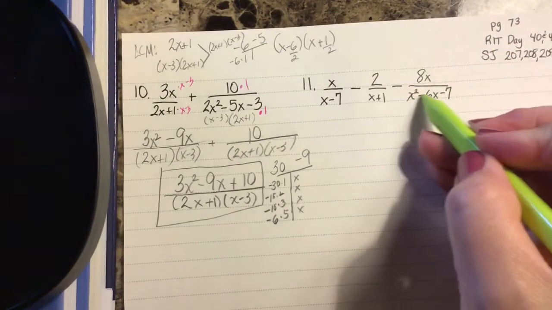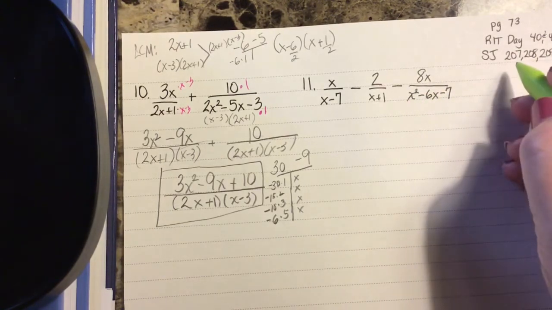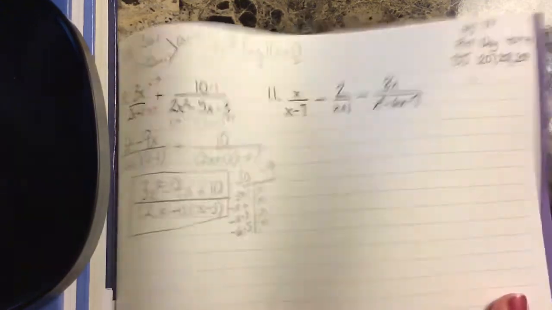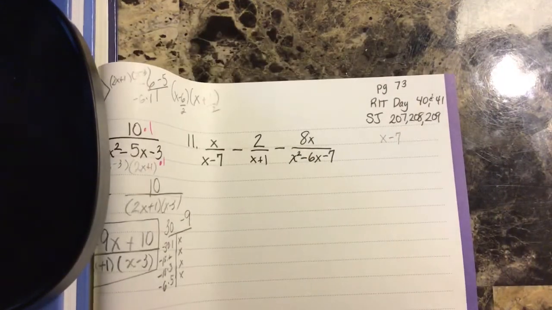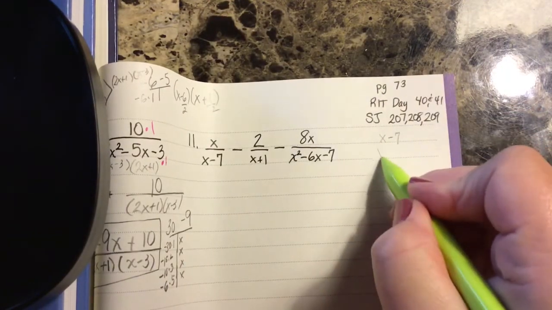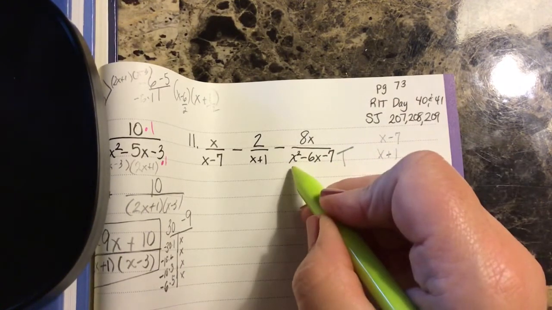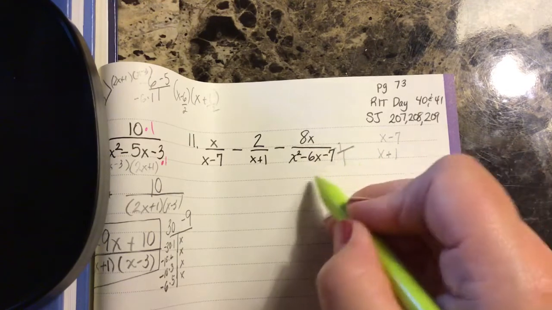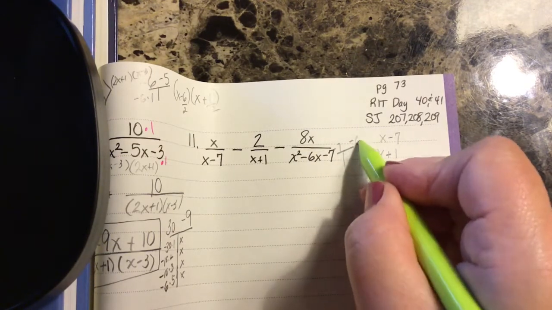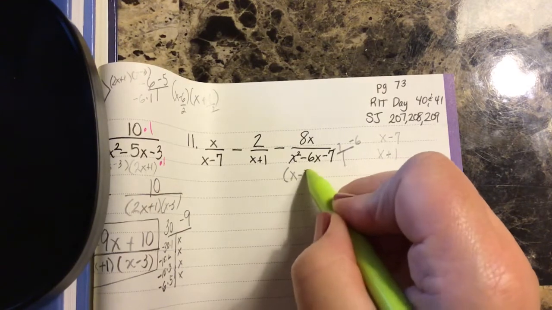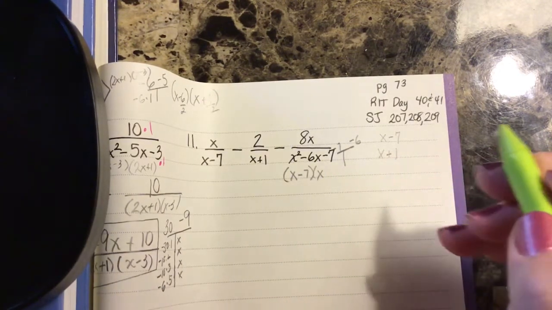I need to factor this denominator, and I'm going to go ahead and list, there's my first denominator, and you can't see that, I apologize. There's my first denominator, here's my second denominator, and then this one, I'm going to have factors of negative 7 that will give me a sum of negative 6, and that would be x minus 7 times x plus 1.